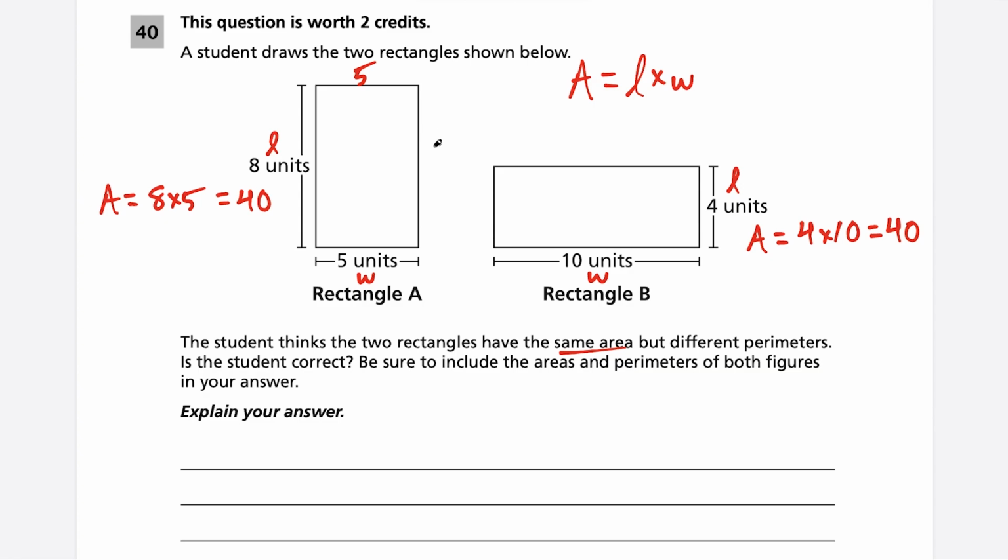And now the vertical side here, the one going up and down, I could label with an 8 because this side over here is an 8, and I'll just make this a little bit neater. So this side is 8 units long. And then in rectangle B, this side over here is 10 units long, and this one is 4 units long. So now we'll go ahead and find the perimeter of rectangle A.